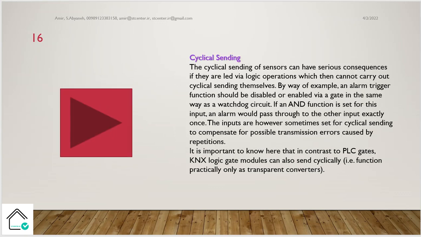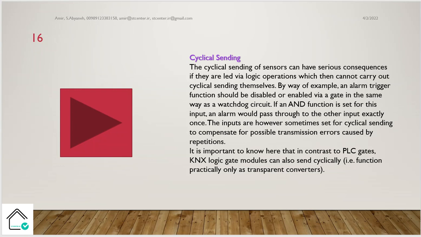Okay, because of this, we want to talk more about cyclical sending. The cyclical sending of the sensor can have serious consequences if it is led via a logic operation, which then cannot carry out cyclical sending itself. By way of example, an alarm trigger function should be disabled or enabled via a gate in the same way as a watchdog circuit. If an AND function is set for this input, an alarm would pass through to the other input exactly once.